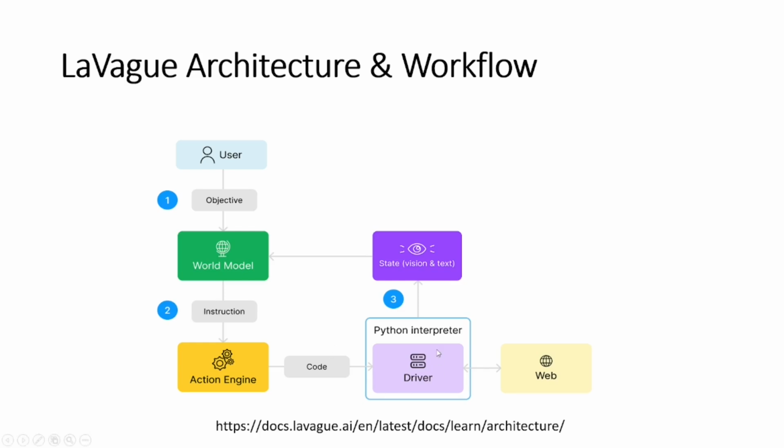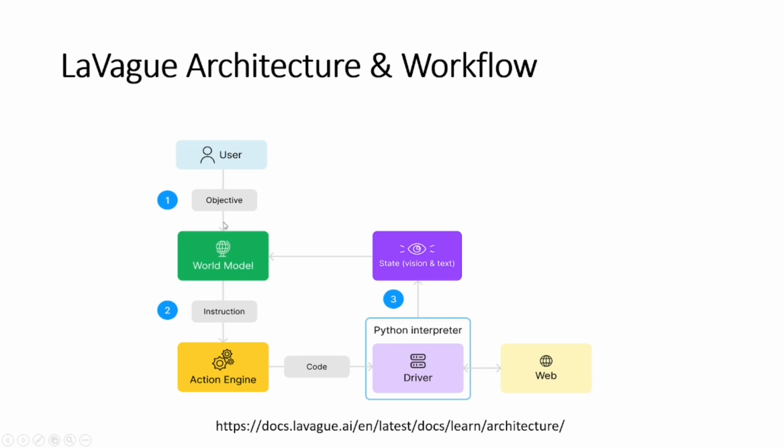Once that has been done, another part that is being done by this driver is it will take the screenshot of the current state of the web page and pass that to our world model as a perception. And this loop will continue until this AI web agent finds out we can now stop. Like when it hits the submit button, it will understand now we can stop as our task has been completed. So this is the whole LaVague's architecture and workflow.